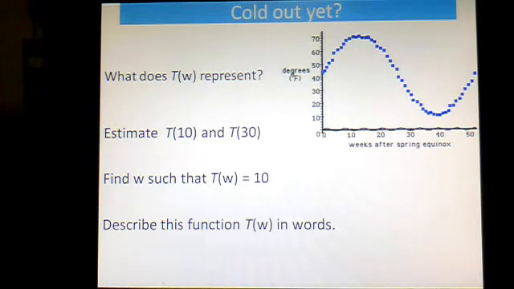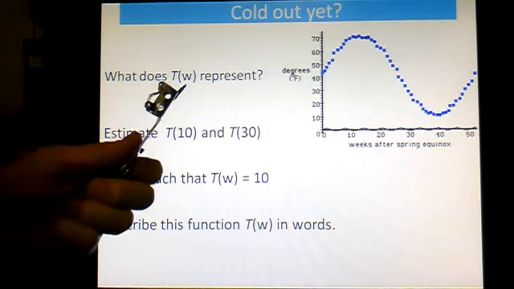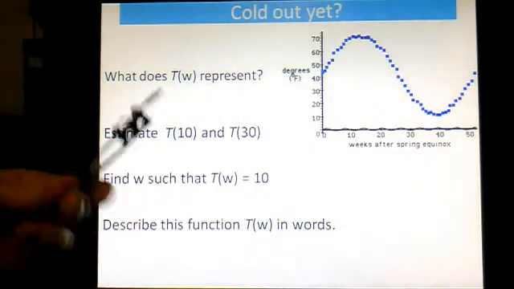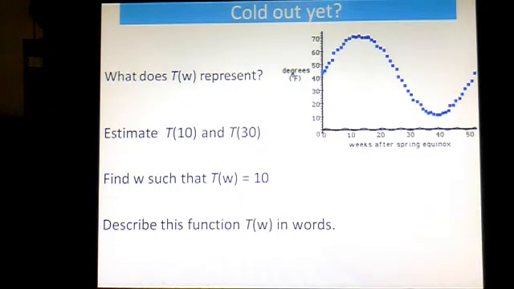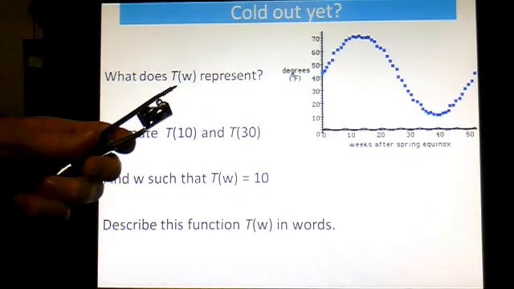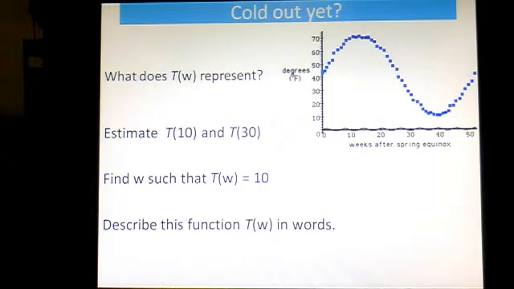So what does T of W represent? It means temperature depends on W, W being the weeks on here. So I'm using function notation with actually some context, where there's actually not time, but temperature versus the amount of weeks past the spring equinox. In other words, temperature fluctuates depending on what week you are.